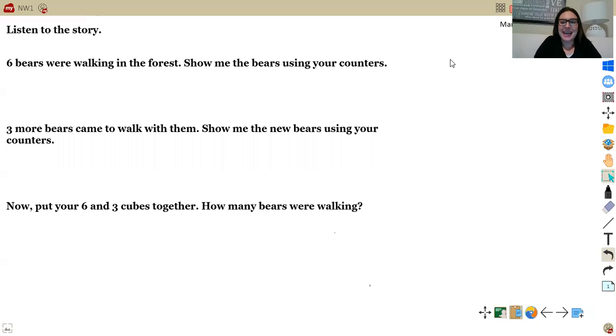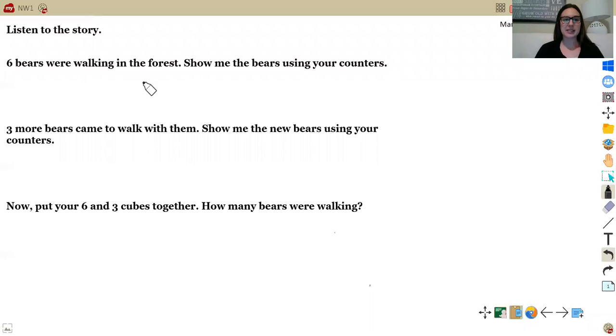Scholars, today I want to start off just by listening to a quick story. 6 bears were walking in the forest. Show me the bears using your counters. Because we are not in our classroom, we do not have our 10 cubes. So what I would like you to do is have a scratch piece of paper and draw and represent the 6 bears walking in the forest. As you do it, I'm going to follow along.